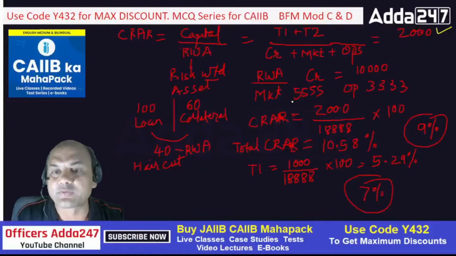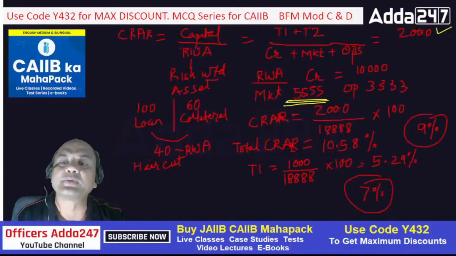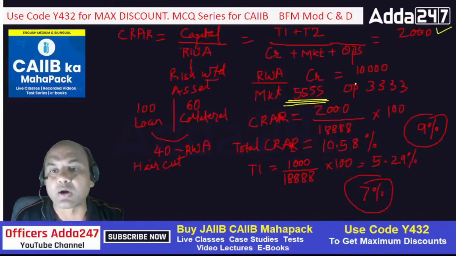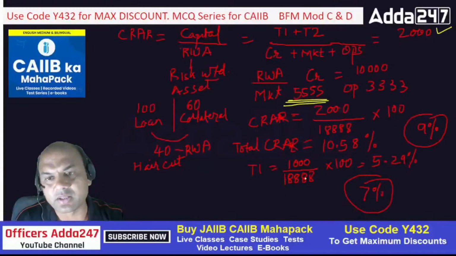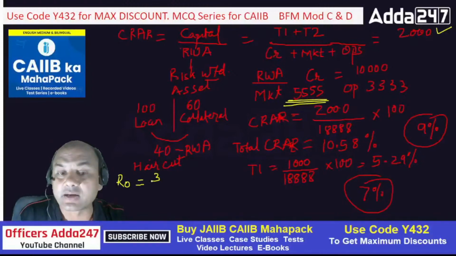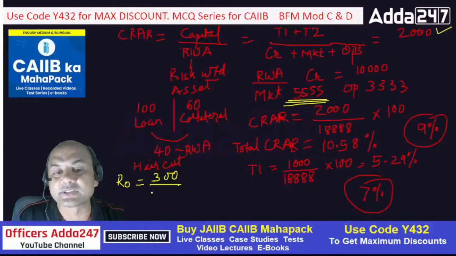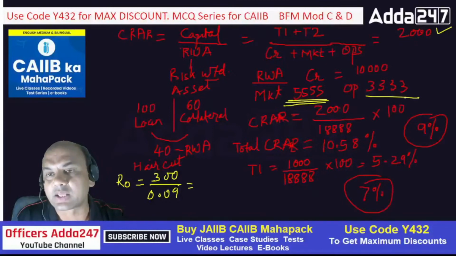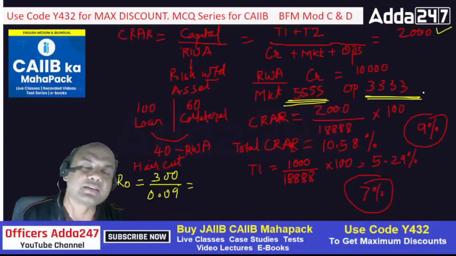Similarly, find out for ops now. Same logic again. What is the figure for ops? 300, right? Have I done it over here somewhere? No, so we'll do it now. Let me show you. RWA for ops equals 300, the capital charge, upon 9%, 0.09. So it comes to 3333 if you do the calculations.